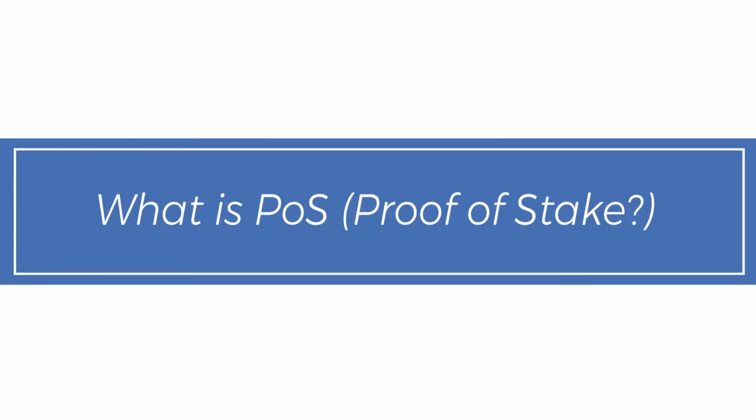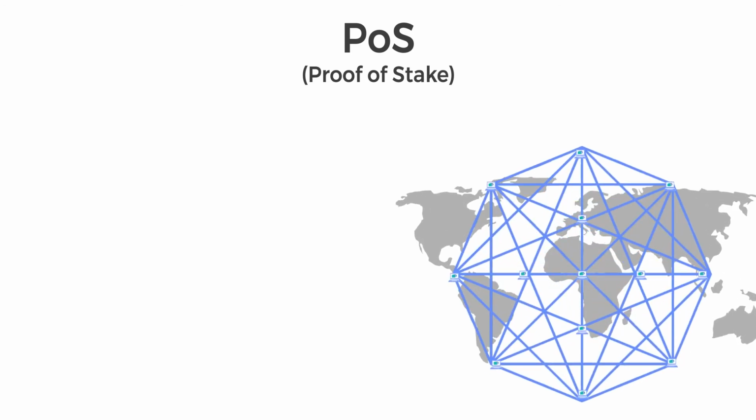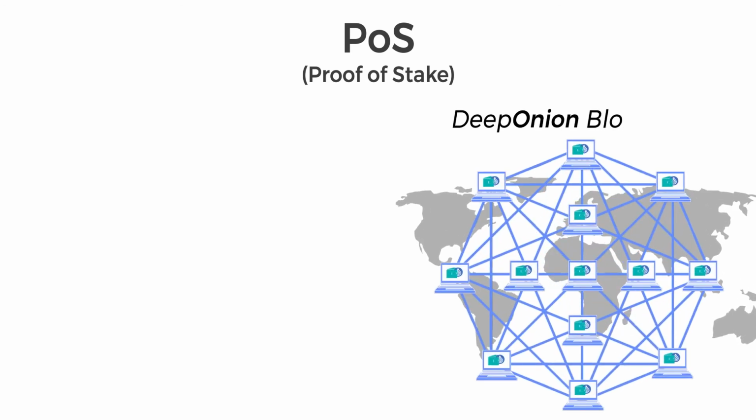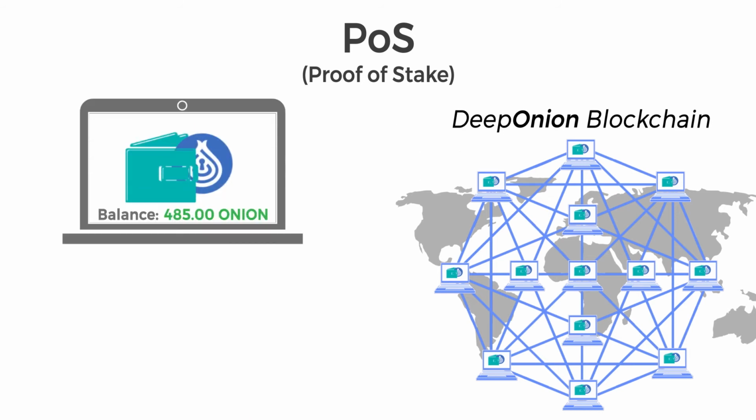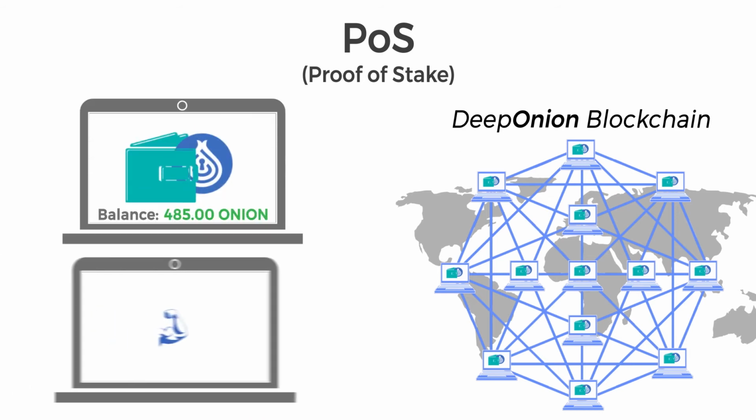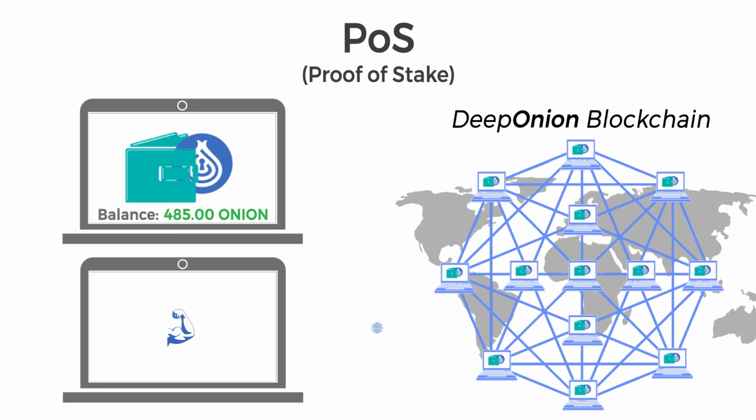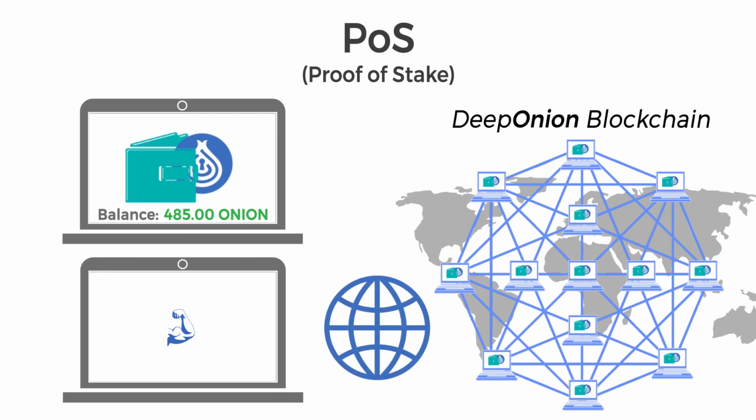What is POS, or proof of stake? Proof of stake is a method that verifies and secures transactions on the DeepOnion blockchain, just like proof of work, but with a few differences. To verify transactions, you need to have Onion in your wallet and a small amount of computing power with an internet connection. Thanks to this proof of stake system, people who have Onion and want to have more can earn extra Onion from the network.